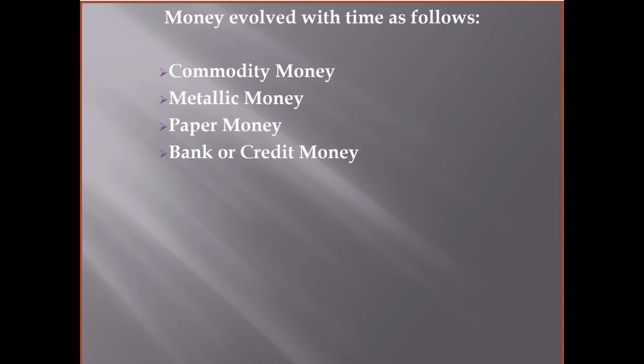Children, let's see how the money was invented. Due to the limitation of barter system, the exchange process tends to be highly inefficient. It was to overcome these difficulties that money was introduced or invented by society due to increasing scale of industrialization and commercialization. So, evolution of money. The money evolved with the time as follows: commodity money, metallic money, paper money, and then bank or credit money.